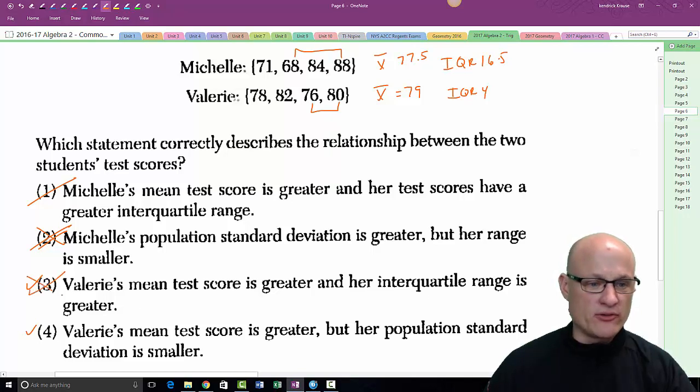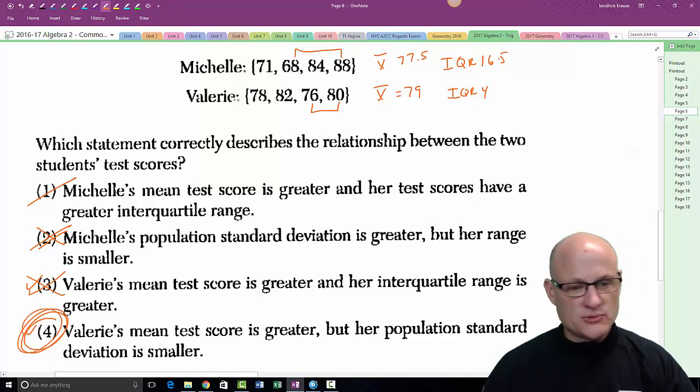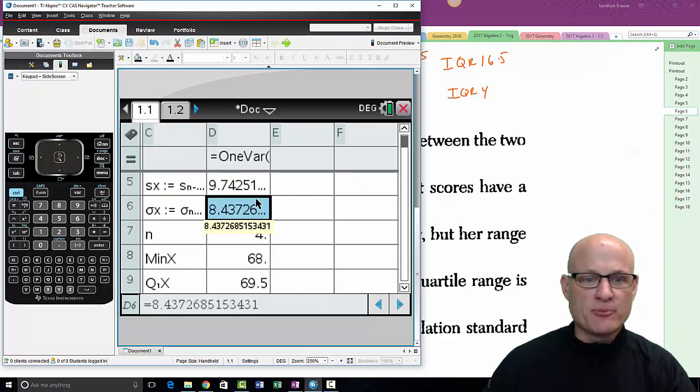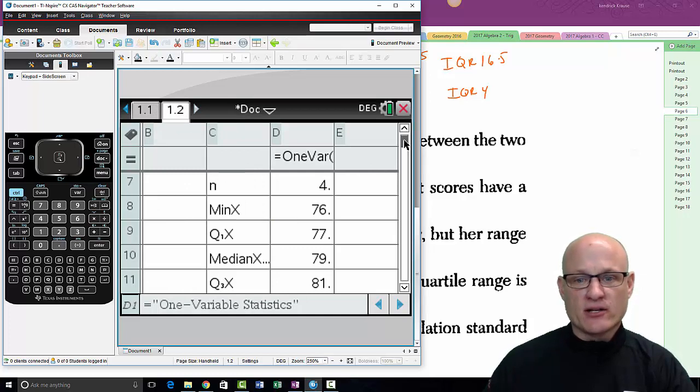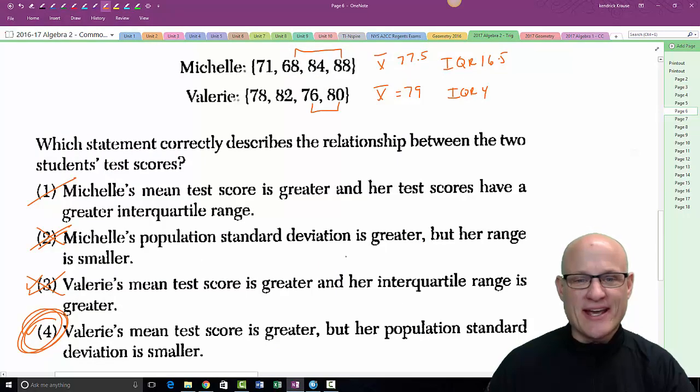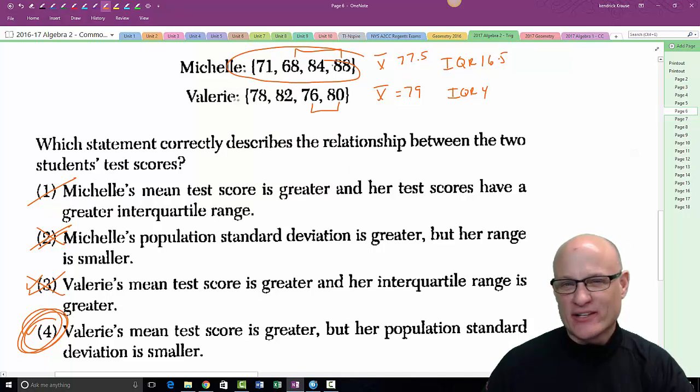Valerie's mean test score, and her interquartile range is greater. Her interquartile range is not greater. It's got to be choice 4. And if you look at their population standard deviations, it is 8.4 for Michelle, and for Valerie it is 2.2. And notice how wide the range is. You should have known that this was going to have a much higher standard deviation just looking at the numbers.